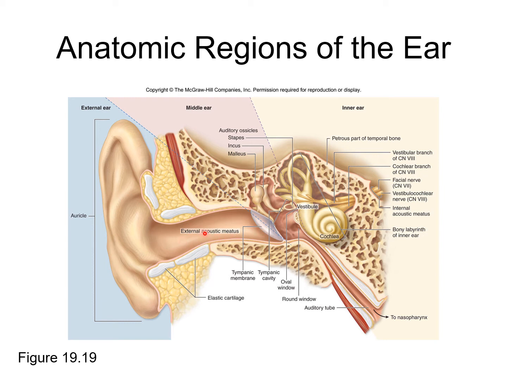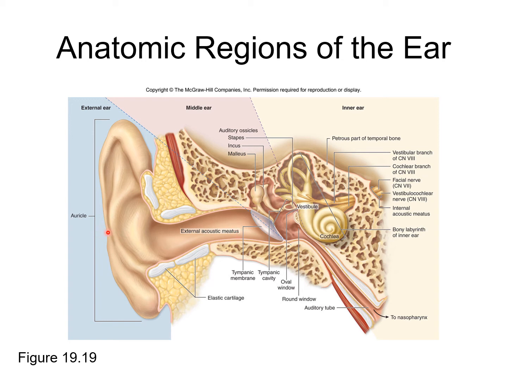The external acoustic meatus is lined with hair and sebaceous glands that can produce cerumen, which is wax. The earwax is pretty important because it helps trap any foreign bodies entering your ear canal. It also prevents insects from taking your ear canal as home.